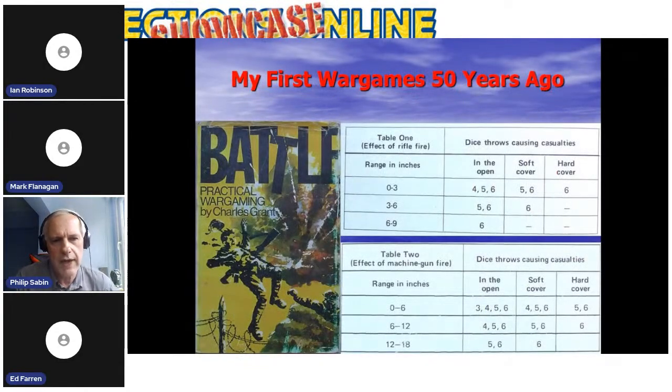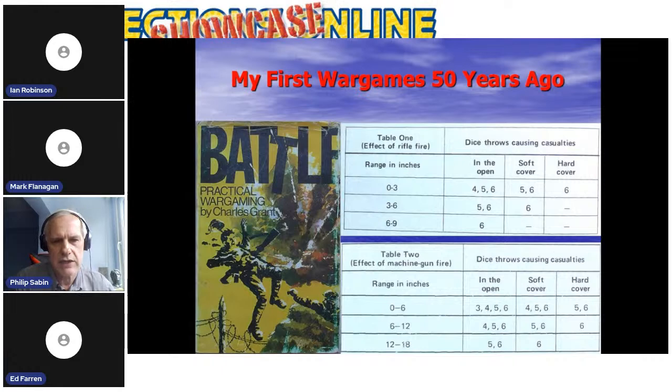I started off wargaming 50 years ago, exactly, in fact, when I was 12 years old, inspired by this book by Charles Grant, with my Airfix figures, trying to simulate infantry actions of World War II, which is very much what I'm still doing with games like Take That Hill. Let's just look a little at some of the mechanisms within that.